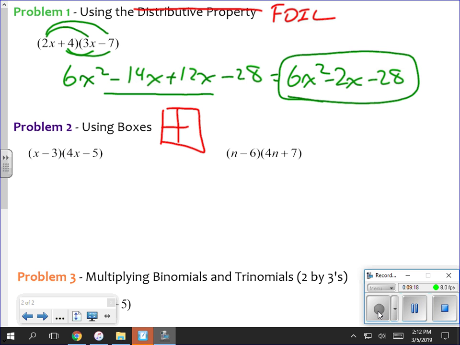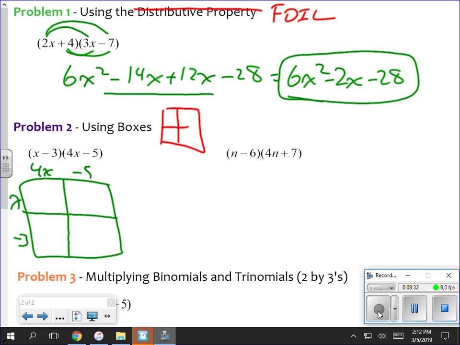Now, box method. So I have x and -3, 4x, and -5. And it doesn't matter. You didn't have to put them on the same 2 sides that I did. As long as one side has one and one side has the other, it doesn't matter which one's which. Okay. 4x times x, 4x squared. X times -5, -5x.